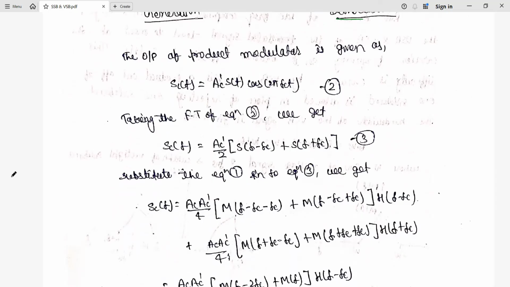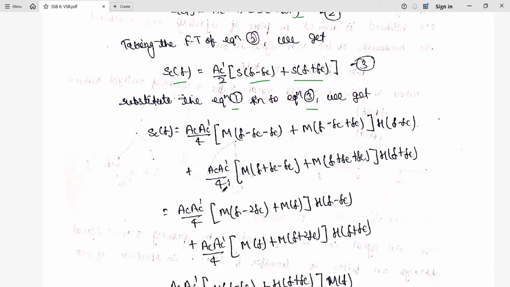The product modulator output is Ac' s(t) cos 2 pi fc t, and if you take the Fourier transform of equation 2, we get the frequency domain expression Ac' by 2 into [S(f minus fc) plus S(f plus fc)]. Now we are going to substitute equation 1 into equation 3, where we have the function M(f minus fc) and M(f plus fc). In that, we are going to substitute.